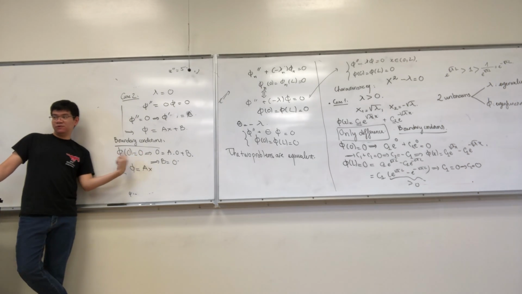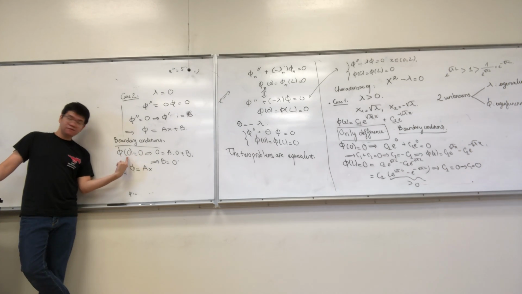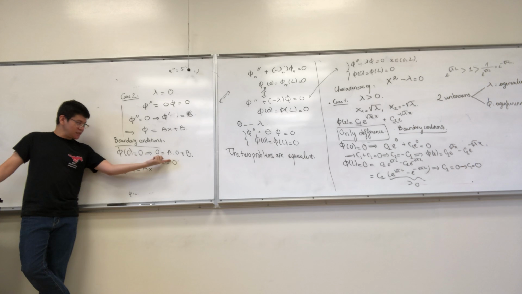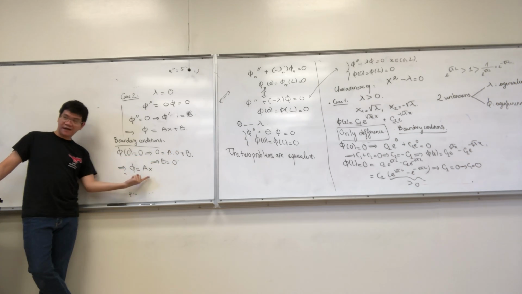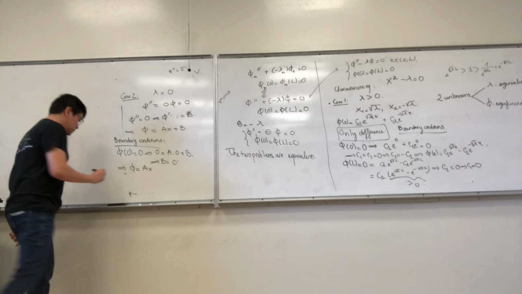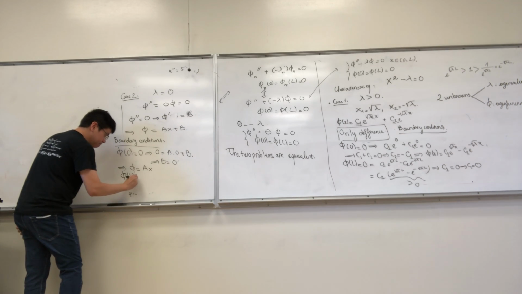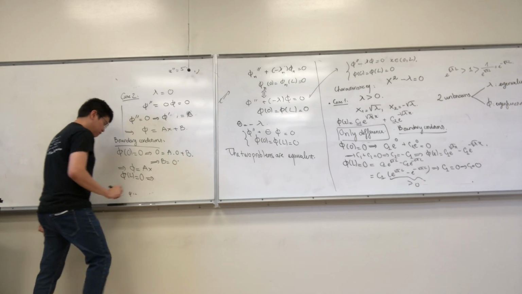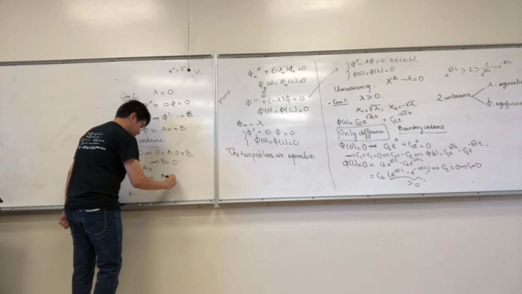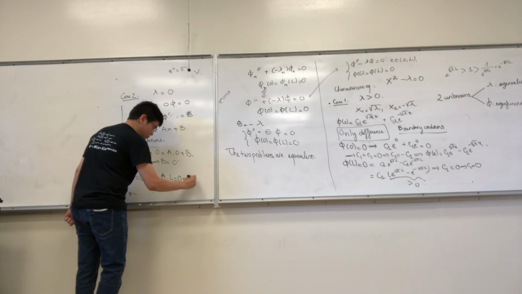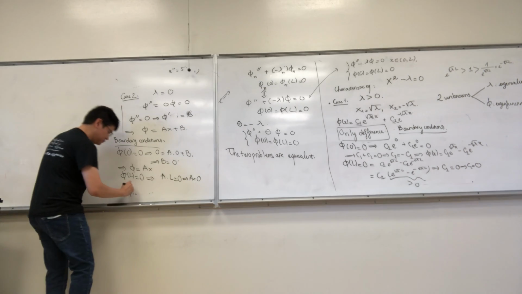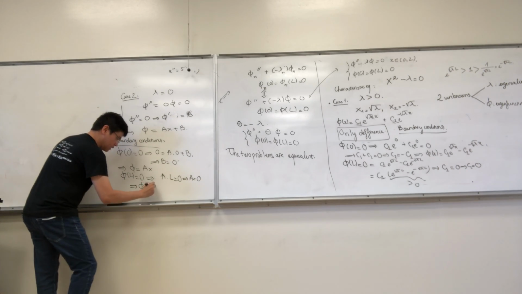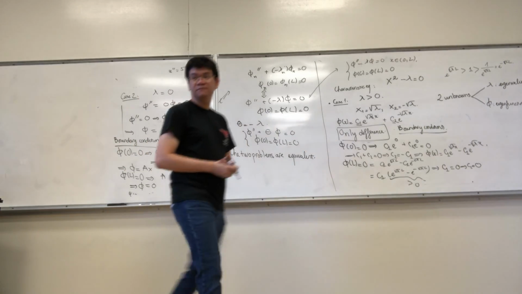You use the first boundary condition. You see that phi of 0 is 0, then 0 is a times 0 plus b, right? So which means that b is 0, so phi is ax. You use the second boundary condition. Then you're going to have what? You have a times L is 0, so a is also 0, right? So which means that phi will be 0. And this is not an eigenfunction.